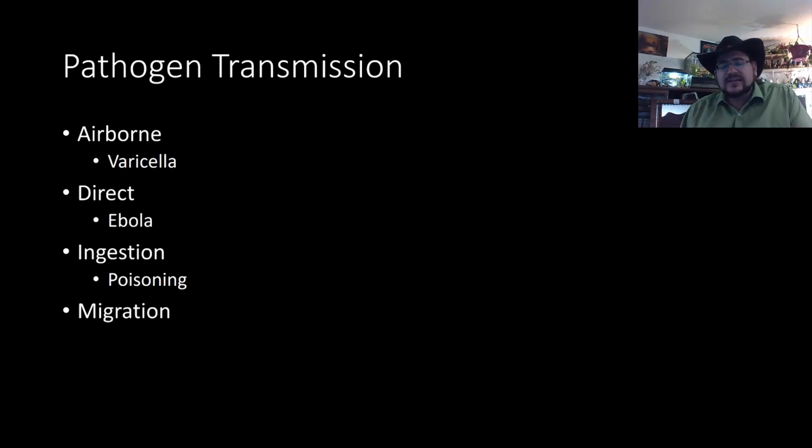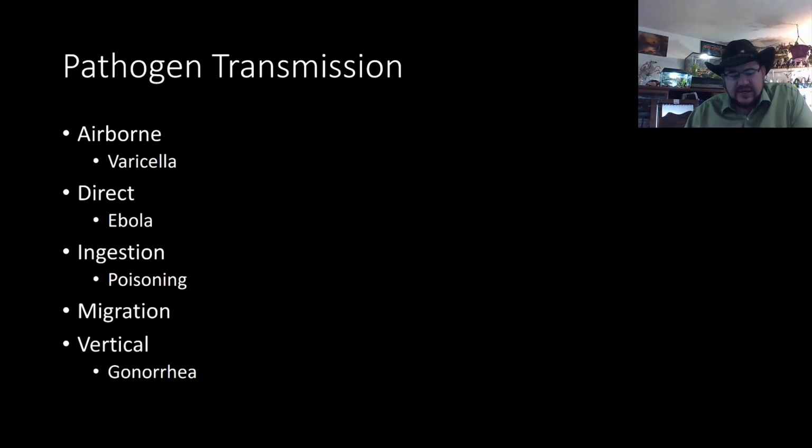Migration. This is literally when something goes from a place it should be to a place it shouldn't be. So this is a normal flora thing. Remember how I said some of your skin flora, if they get through a cut, can cause an infection once they get below the skin? That's migration. So migrating from where they should be to where they shouldn't be. It's a normal flora thing.